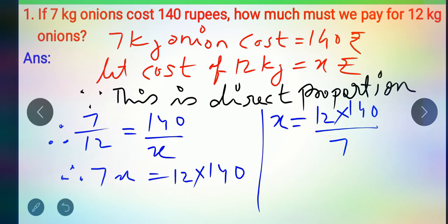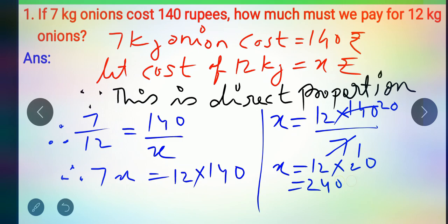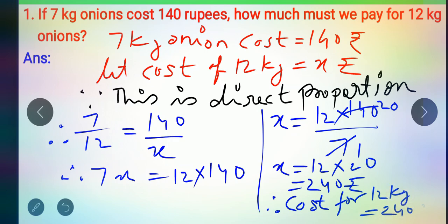Now 7 ones are 7, 7 twos are 14, but here it is 140, so it will become 20. Now we have x is equal to 12 into 20, students. When we multiply 12 into 20, we get 240 rupees. Therefore, the cost for 12 kg is equal to 240 rupees. So this is your answer, students.